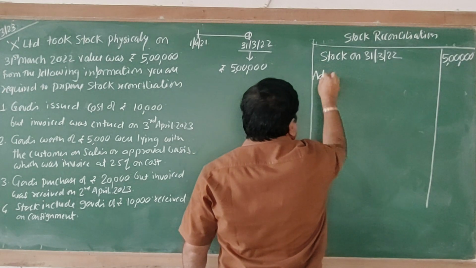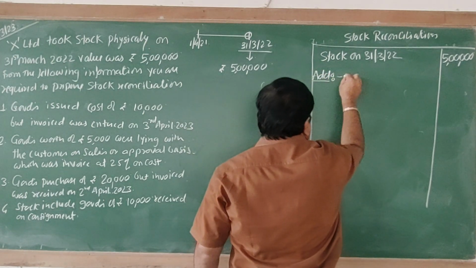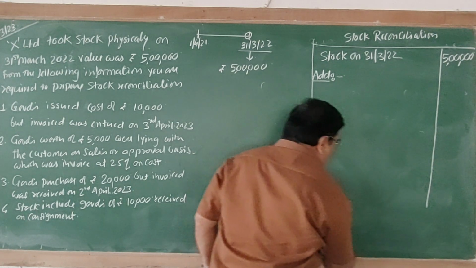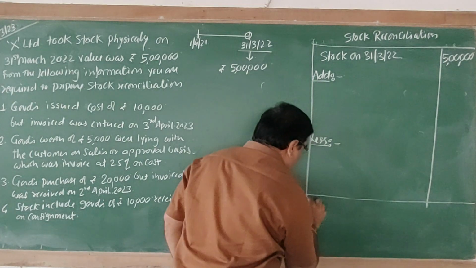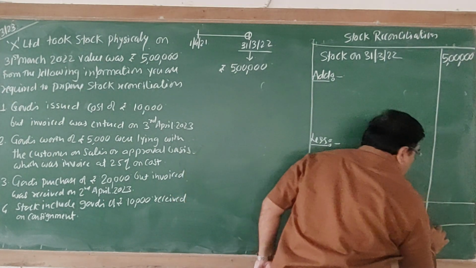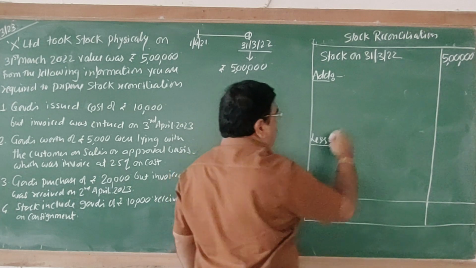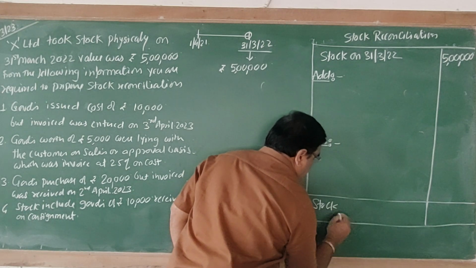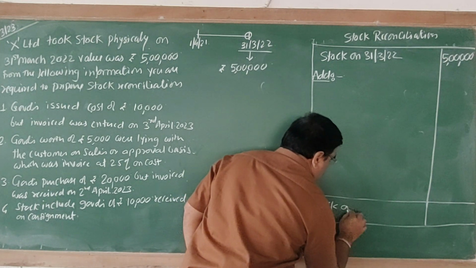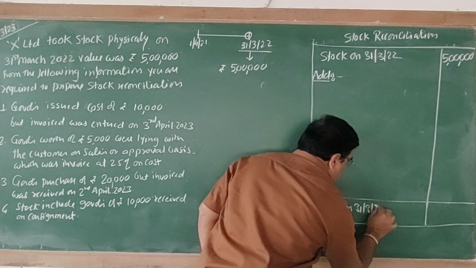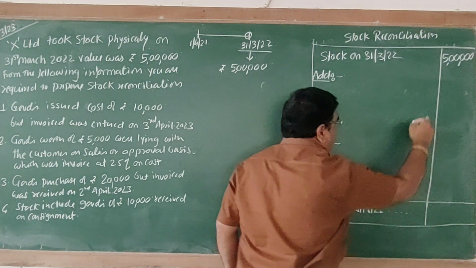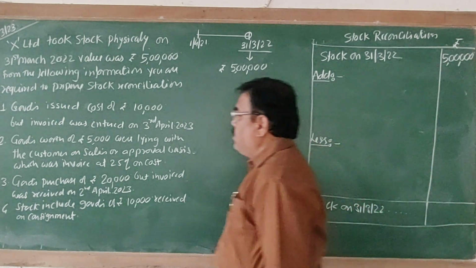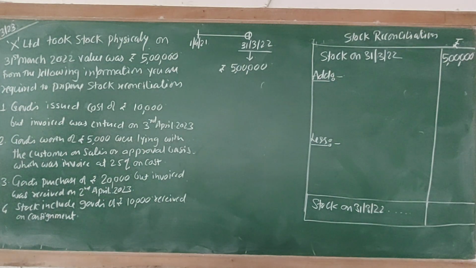Then some amounts we have to add, some amounts we have to deduct, and then we will find out the actual stock that should be taken for the purpose of valuation. That is the stock on 31st March 2022, whatever the actual stock we have to take into consideration. Now what are the adjustments?